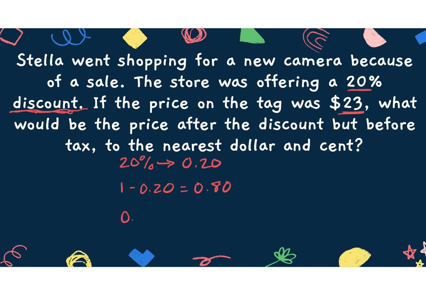So 0.80 times 23, which gives me a total of 18.4. Now, since we're talking money, we need this to be 2 digits after the decimal, so I'm going to go ahead and add a 0 in there. So $18.40 is going to be the total after the discount, but before any tax is applied.